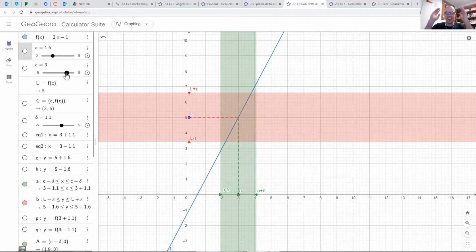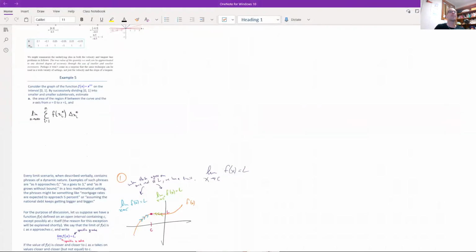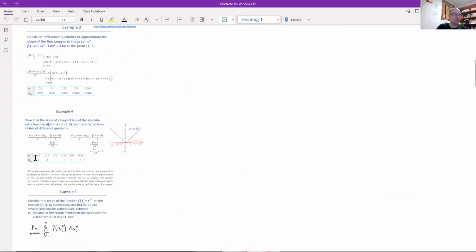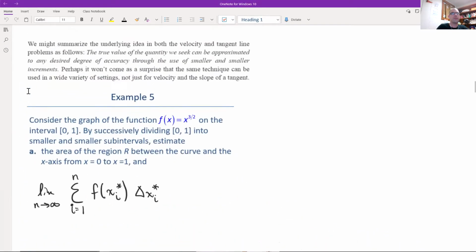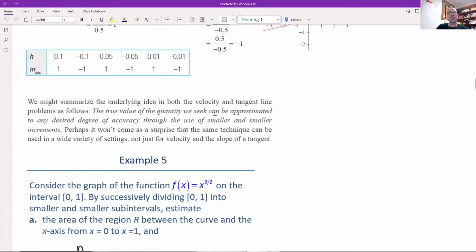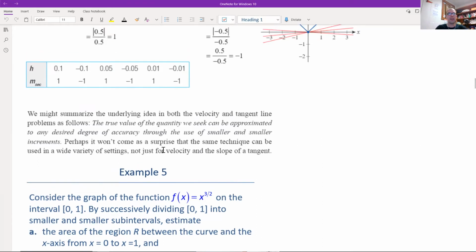All right. Probably we will talk about this tomorrow when I am in class, live in there, and we'll talk more stuff about limits. But I think we got to a good spot. We motivated why we use limits in calculus, because in general, the true value of the quantity we seek can be approximated to any desired degree of accuracy through the use of smaller and smaller increments. That's the idea of limits.